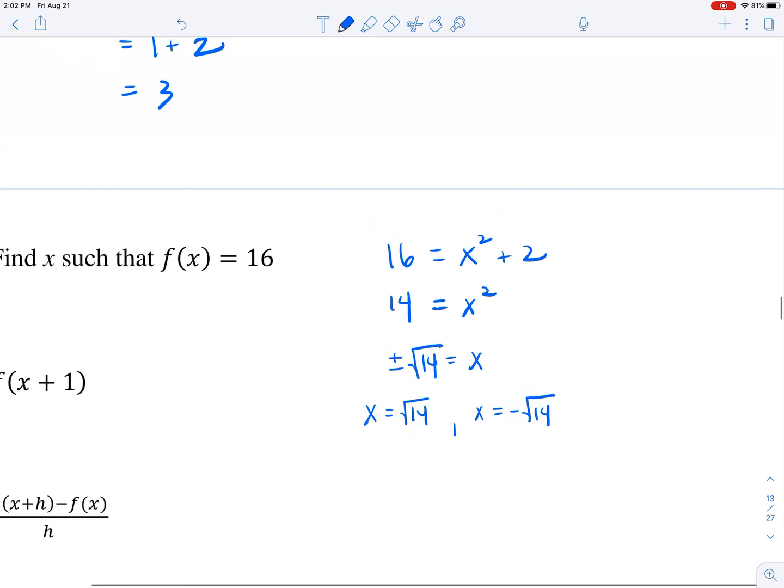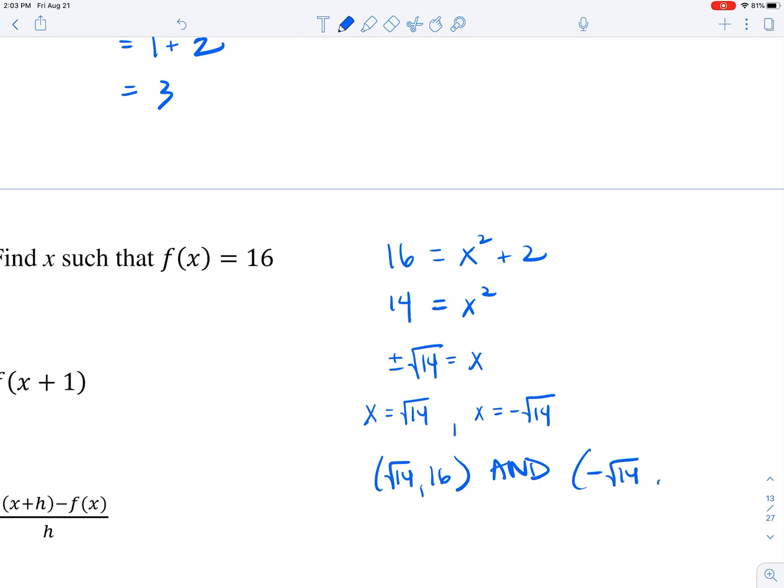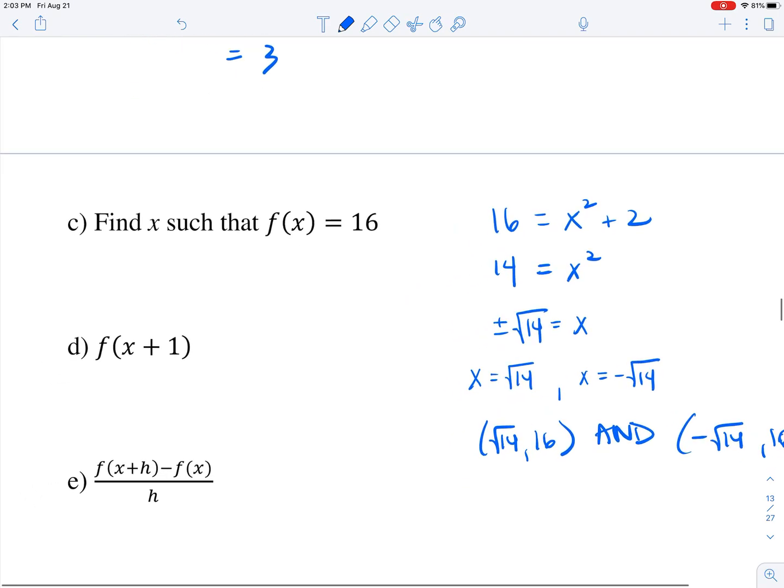root of 14. So that tells us that there are actually 2 points on the graph of f that have a y-coordinate equal to 16. And if you think about what that graph looks like, that should make sense. So the points would be the square root of 14, 16, and negative square root of 14, 16. So 2 different points.